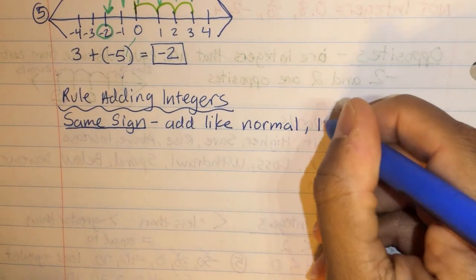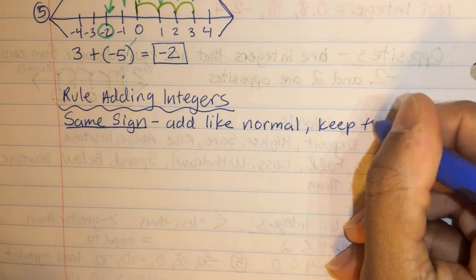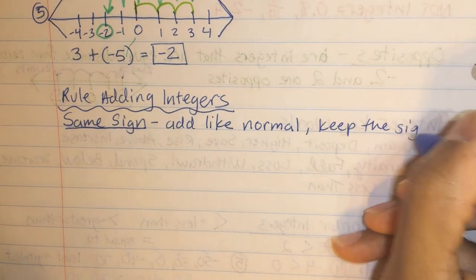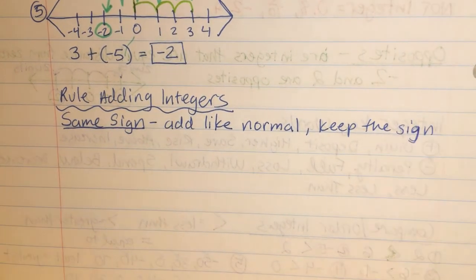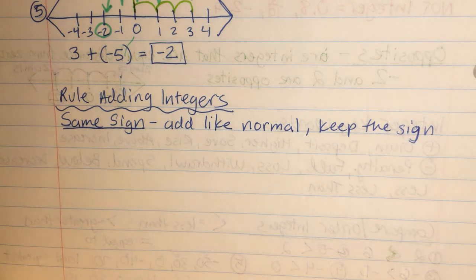And make sure that you keep the sign. Add like normal and keep the sign. Now, there is a cutesy song to remember how to do this, guys. I'm going to see if I can find it during our break. But just know that we add both numbers just like normal, just like I was adding back in elementary school, and you keep the sign. Okay?